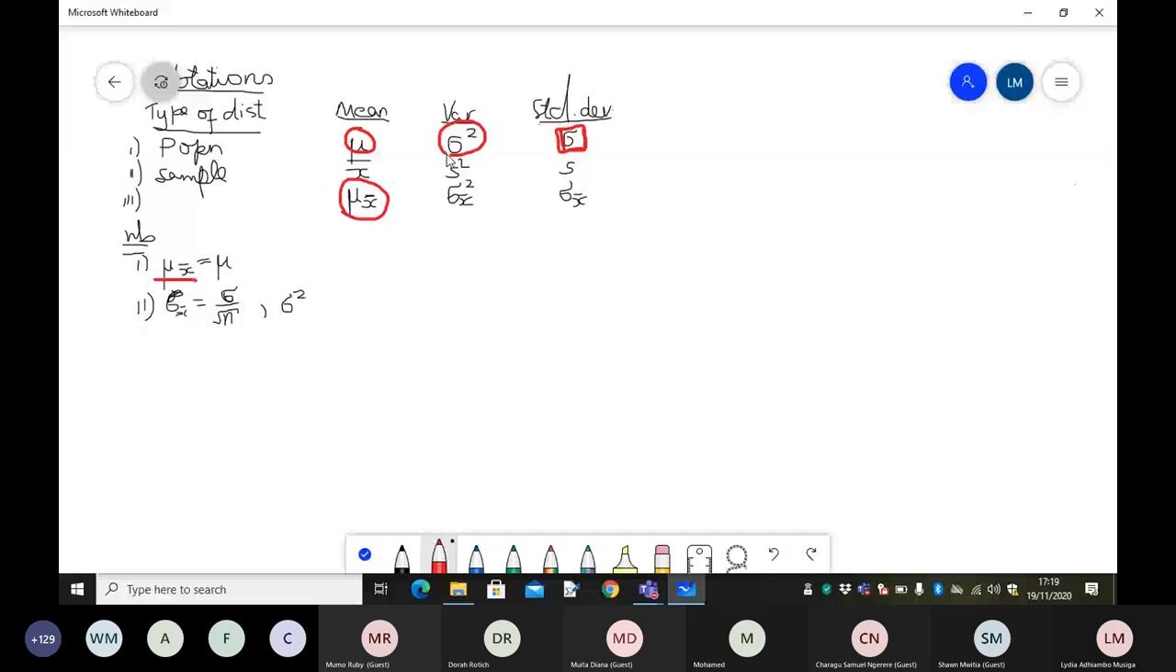How do we calculate population variance, sigma squared? It is equal to 1 over capital N, remember capital N always represents the population size, 1 over capital N summation of capital xi minus mu, the population mean, squared.